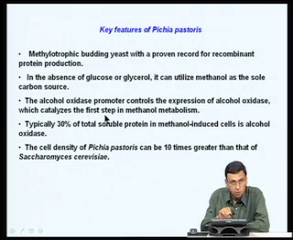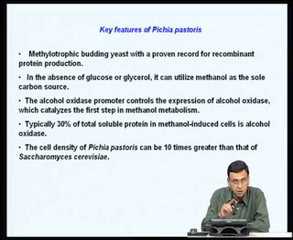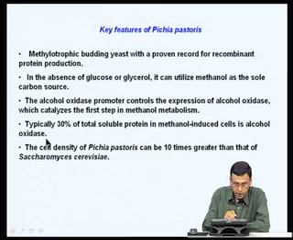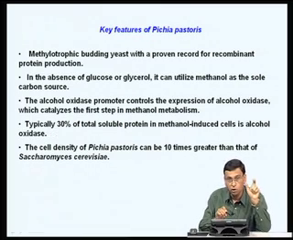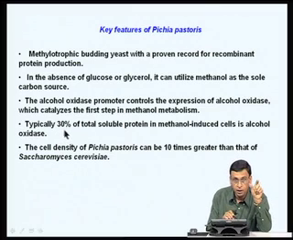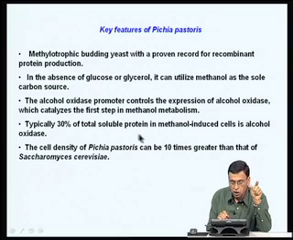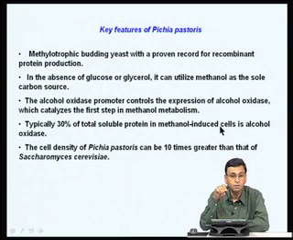The alcohol oxidase promoter, which controls the expression of the first enzyme involved in methanol metabolism that converts methanol to formaldehyde, is a very powerful promoter. For example, when you grow these cells in methanol, almost 30% of the total soluble protein is accounted for by alcohol oxidase.